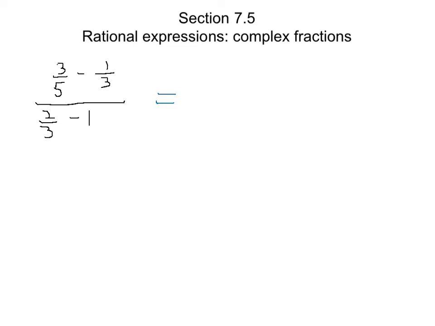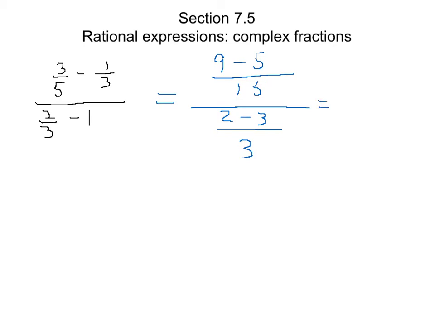So on the top, 15 is our LCD, and if we simplify this, 3 gets multiplied by a 3, and so we get a 9 minus 5. And on the bottom, our LCD is 3, and so we get 2 minus 3. So there we go. We got one fraction over another fraction. We can simplify this to 4 over 15 divided by minus 1/3.